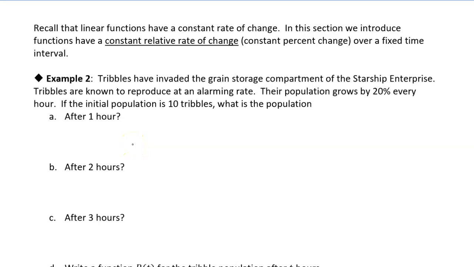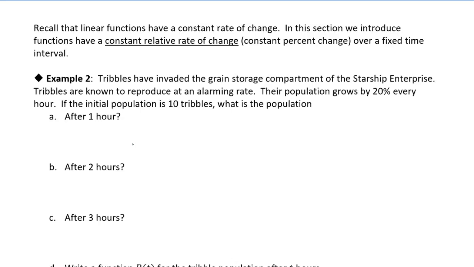All right, so like I said in the last video, in chapter 1, we worked with linear functions that have a constant rate of change. And in this chapter, we're going to look at functions that have a constant relative rate of change. And they turn out to be exponential functions.